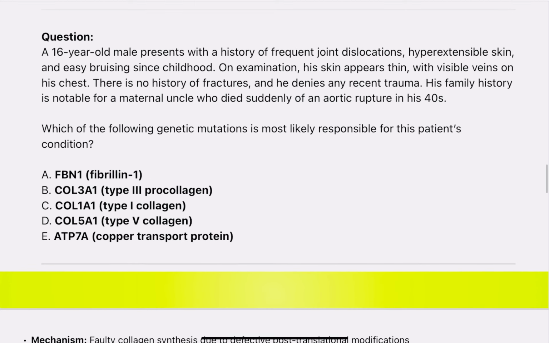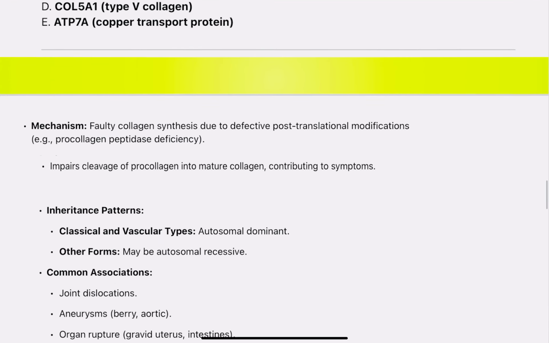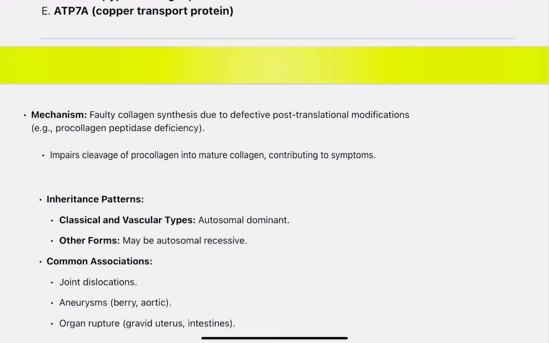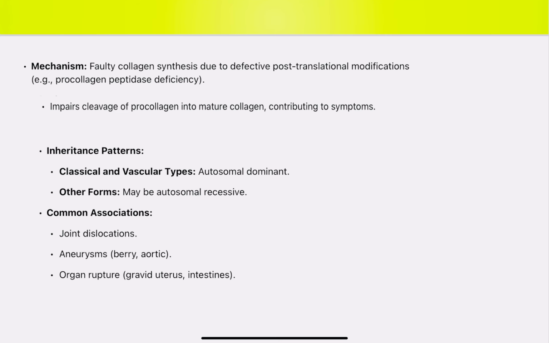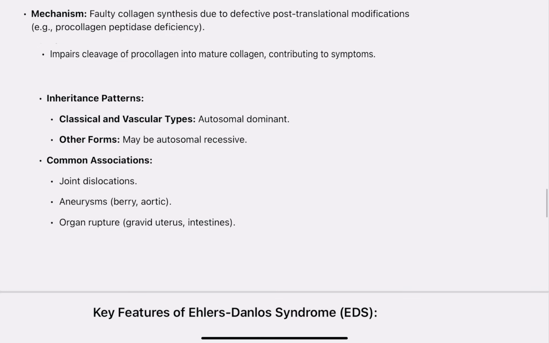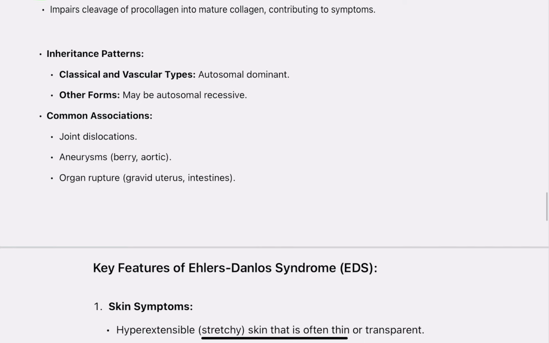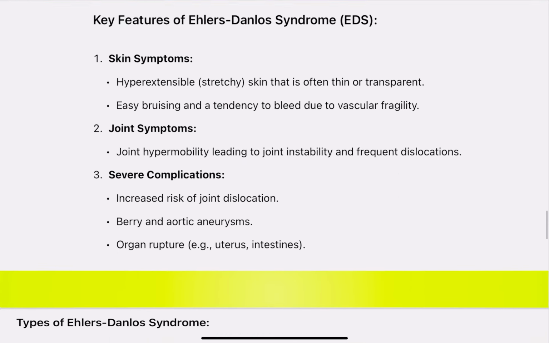I think you already know the answer with the overview, but let's get into it a little bit more before we answer this question. So, the mechanism: faulty collagen synthesis due to defective post-translational modifications, example, procollagen peptidase deficiency. It impairs cleavage of procollagen into mature collagen, contributing to symptoms. The inheritance patterns, classic and vascular types, are autosomal dominant, and other forms may be autosomal recessive. The common associations are joint dislocations, aneurysms, peri-aortic, organ rupture, gravid uterus, and intestines.